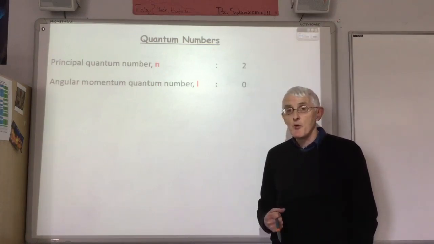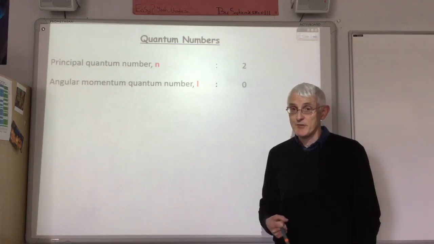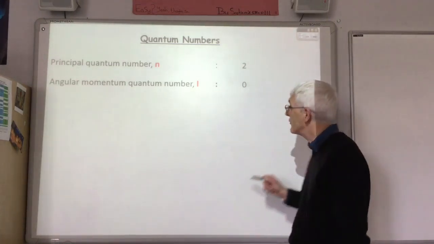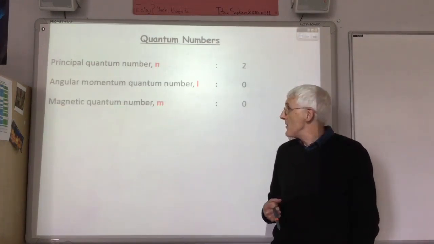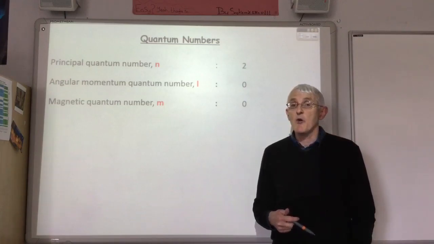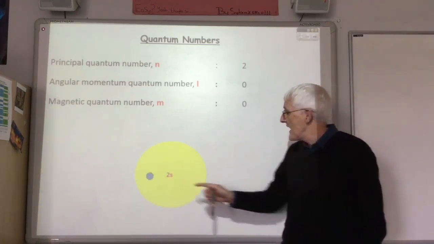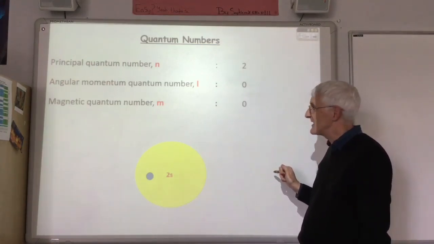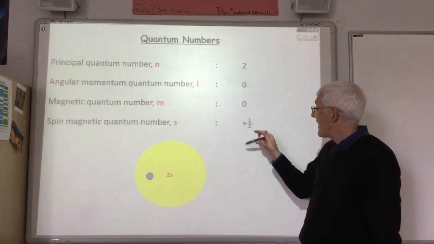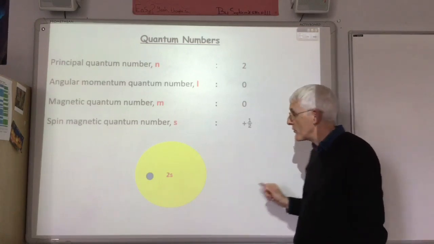If its angular momentum quantum number l is 0, that means that it's in an s orbital in the second energy level. Its magnetic quantum number m will be 0 because for an s orbital there only is one orientation. So this tells us that we have an electron in a 2s orbital. The final quantum number gives us its spin. So if the spin magnetic quantum number is plus a half, that means it's spinning in the clockwise direction.